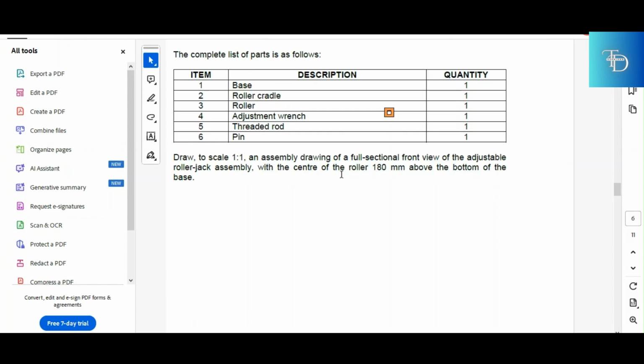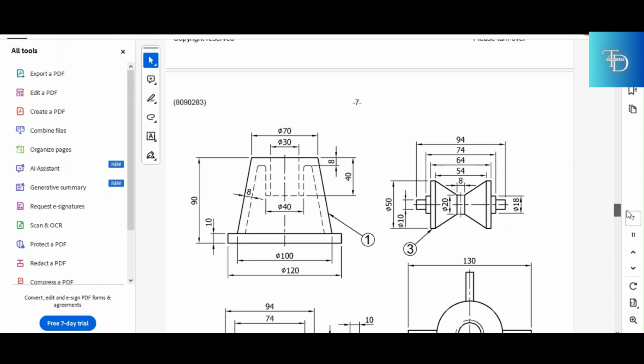Remember, the question said you are required to draw an assembly drawing of a full sectional front view of the adjustable roller jack assembly. The full sectional front view, which means they only want to what? A front view. So this already is given as a front view for that base. Part number 1 is always the part that you start with when drawing an assembly. So this is the base, but this is the outside front view. This is just the front view of the base. It's not the sectional front view.